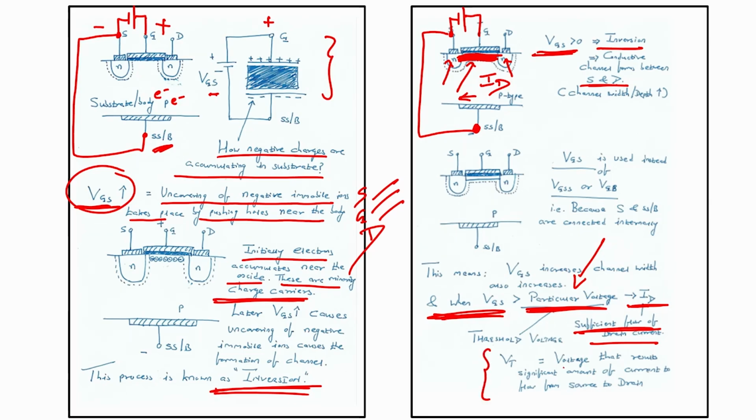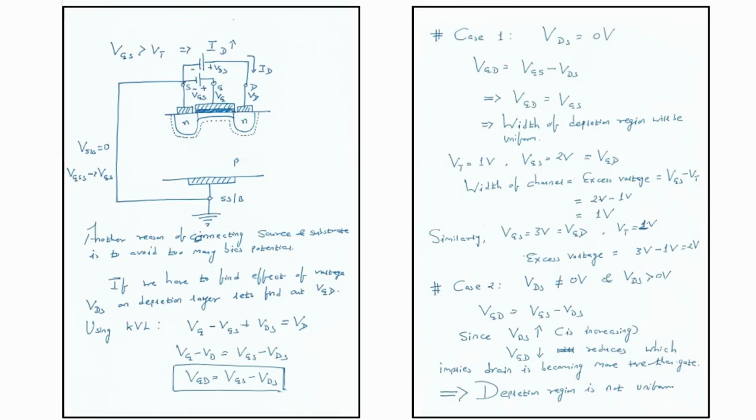Okay. Let us see what VT is. VT is your threshold voltage that results in a significant amount of current flowing from source to drain, right. This is what we have seen, that it is the minimum voltage that VGS has to cross, so that we can see that a sufficient amount of current is flowing from source to drain, and this is your current ID. Now, if I have VGS greater than VT, then what will happen? My ID will keep on increasing.